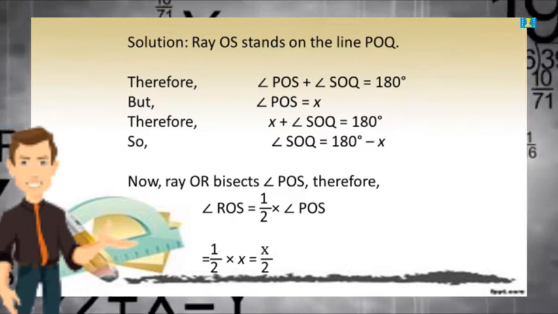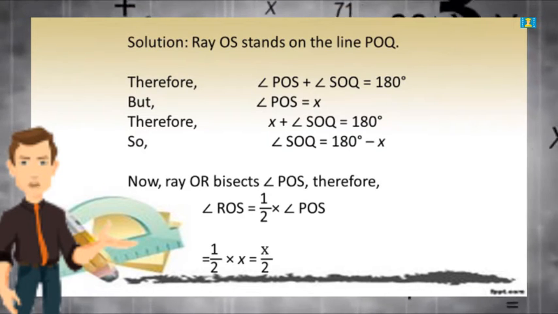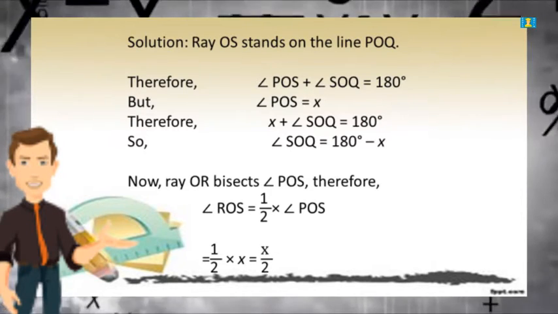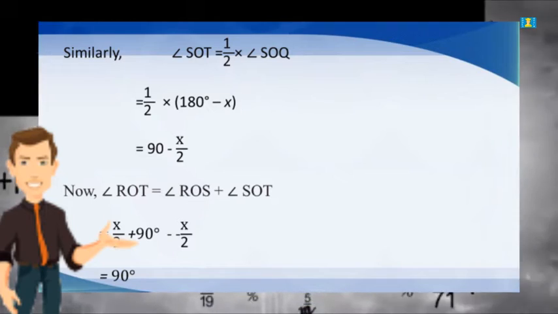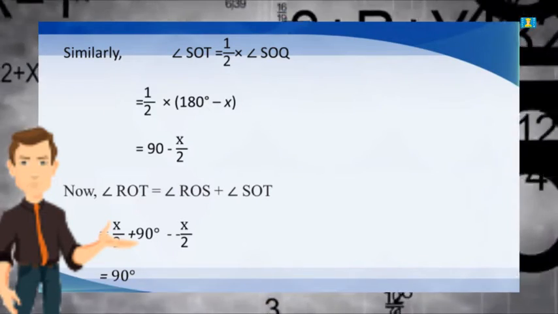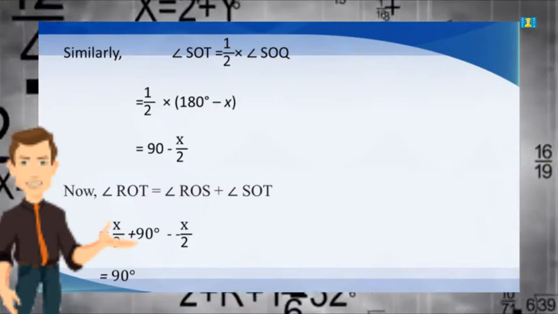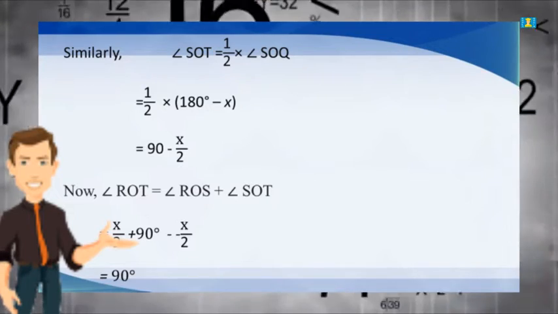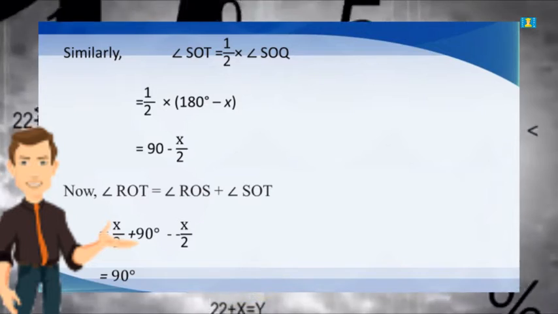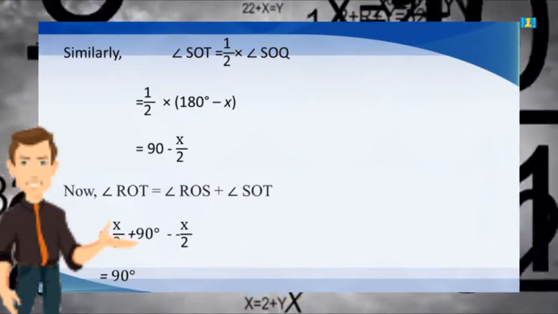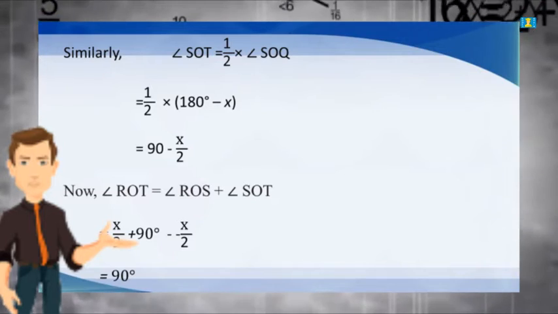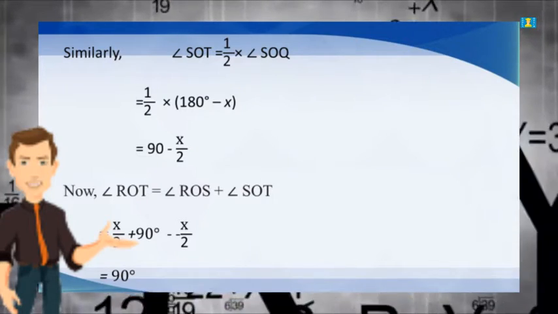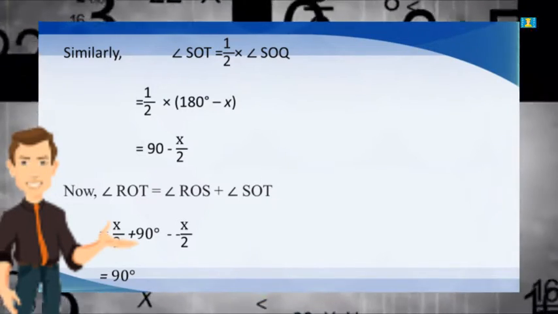Therefore, angle ROS is equal to half into angle POS, which is equal to half into x. That gives x by 2. Similarly, angle SOT is equal to half into angle SOQ. That is equal to 1 by 2 into (180 degree minus x), which is equal to (90 minus x) by 2. Now, angle ROT is equal to angle ROS plus angle SOT. That is equal to x by 2 plus (90 degree minus x) by 2, which is equal to 90 degree.